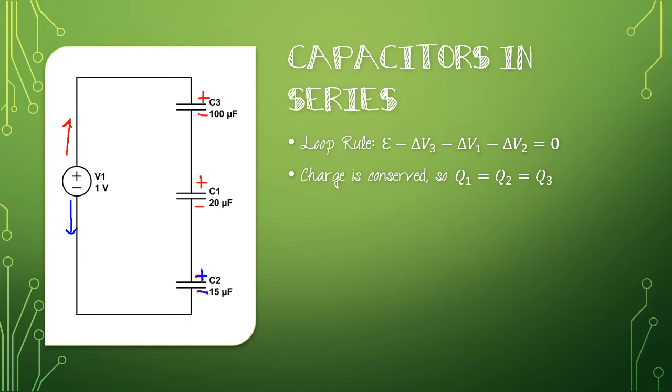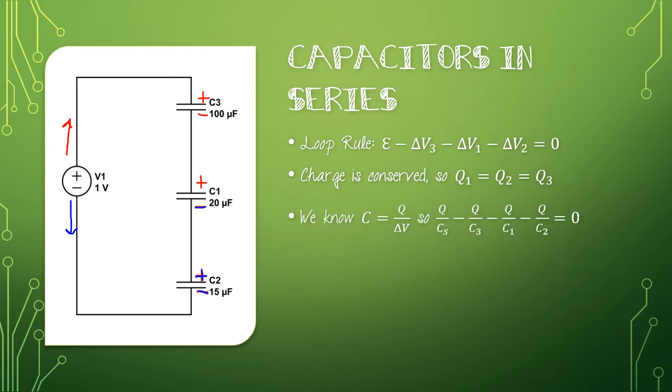And then that charge that was repelled off of this top plate ends up getting stuck on this plate here. So it's the same amount of charge on the bottom plate of C1 as it is on the bottom plate of C2, so on and so forth, making it true that the charge on each capacitor is the same.